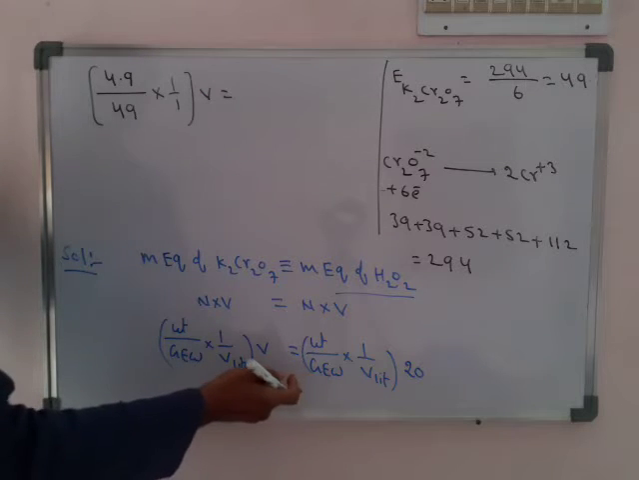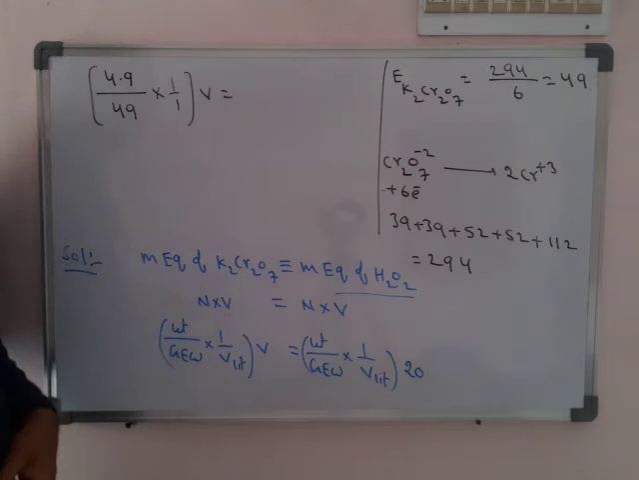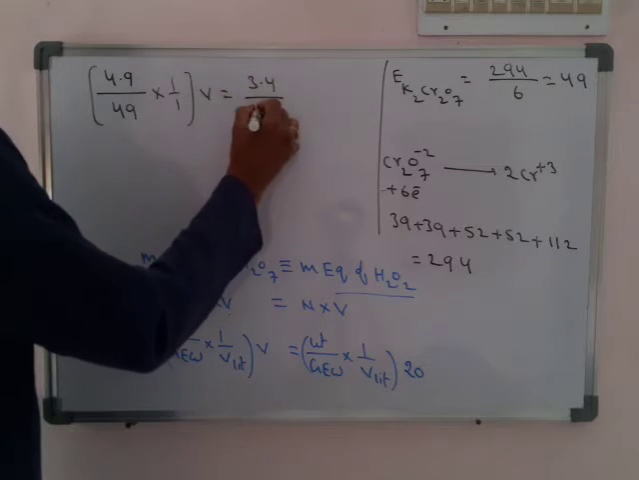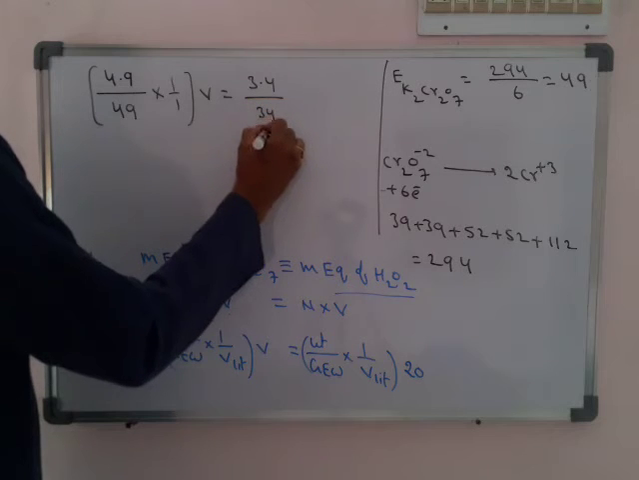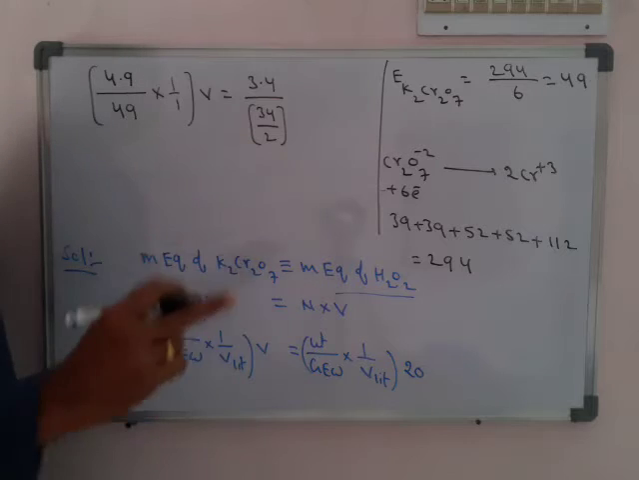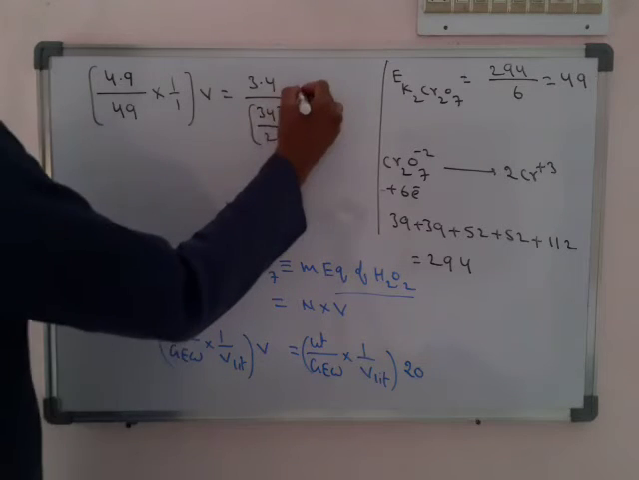So what is the weight? The weight of hydrogen peroxide is given as 3.4 grams per liter. Equivalent weight means molecular weight by its n factor. In fact, hydrogen peroxide can release 2 H plus ions.